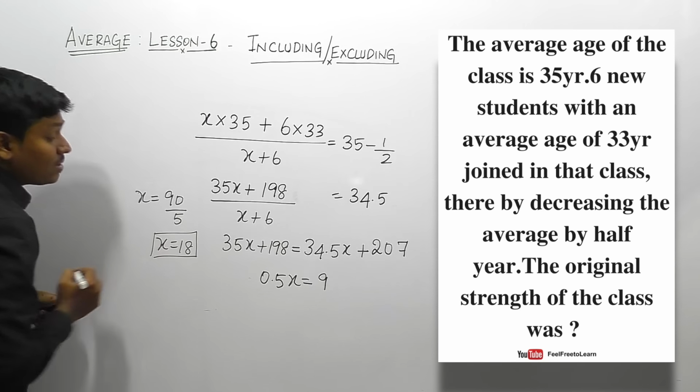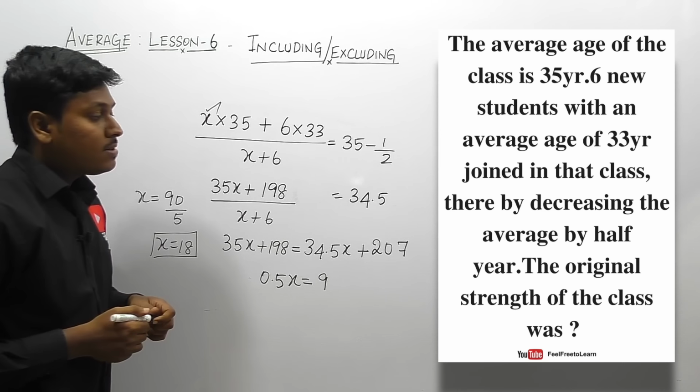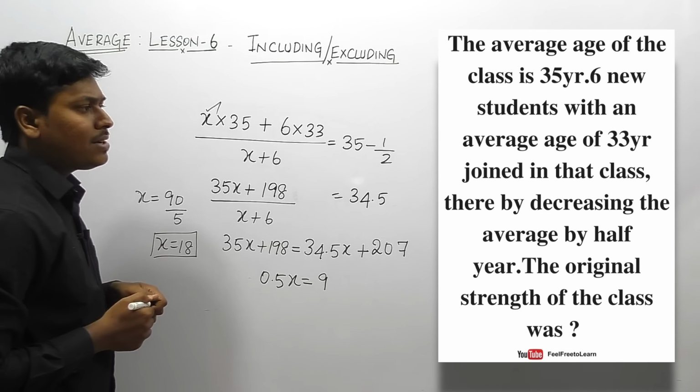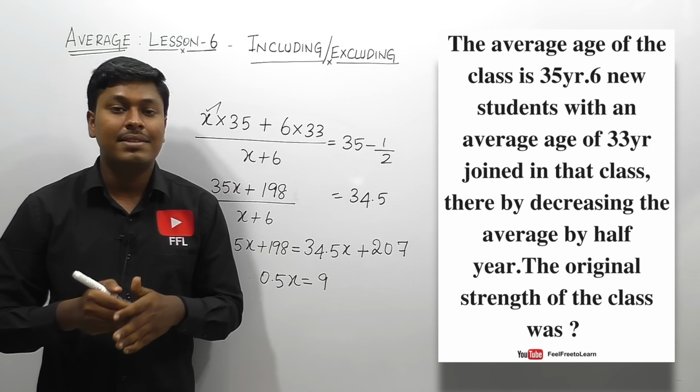So friends, finally we got the answer for the last question, that is the original strength of the classroom will be 18. So friends, these questions are exceptional cases, but try to learn all the concepts, right? So friends, finally we have solved 5 different questions in this lesson number 6.